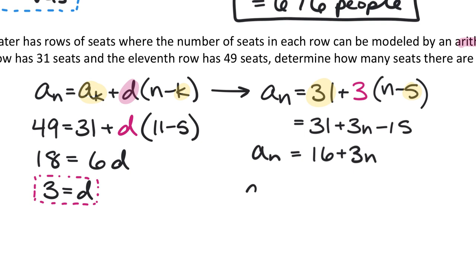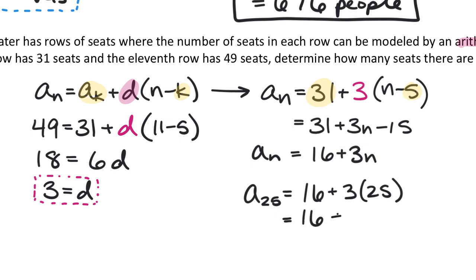But we want to know how many seats are in the 25th row of this theater, which means we're plugging 25 into the formula. What is 3 times 25? 75. And then 16 plus 75? 91. So there's 91 seats in the 25th row of this theater.